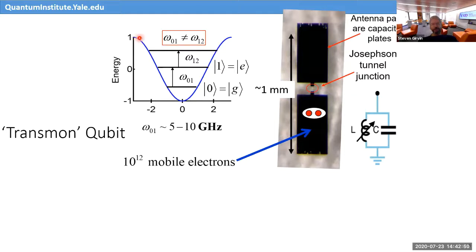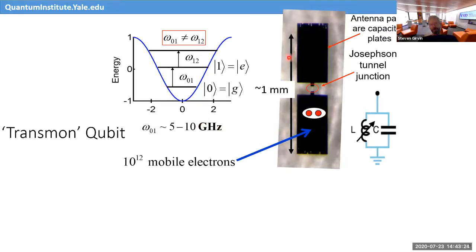And the reason for that is that the potential in the phase representation, if this is the superconducting phase difference between the two pads of the superconducting antenna, energy goes like cosine of that phase difference. So at the bottom, it looks quadratic, like a harmonic oscillator. It's softer than that. So the transition frequency is not quite uniform.